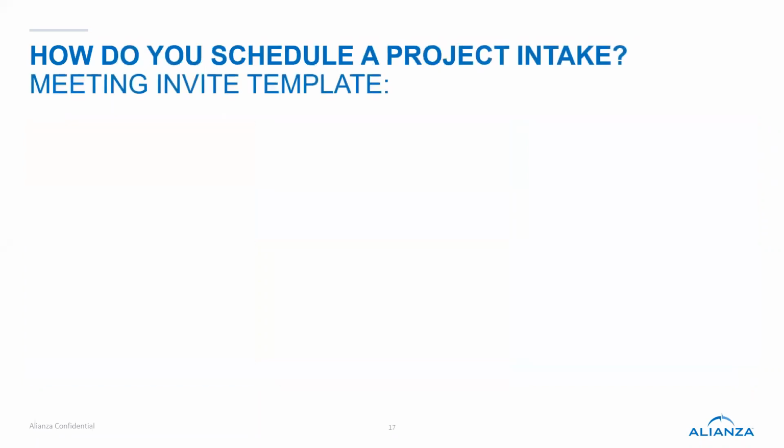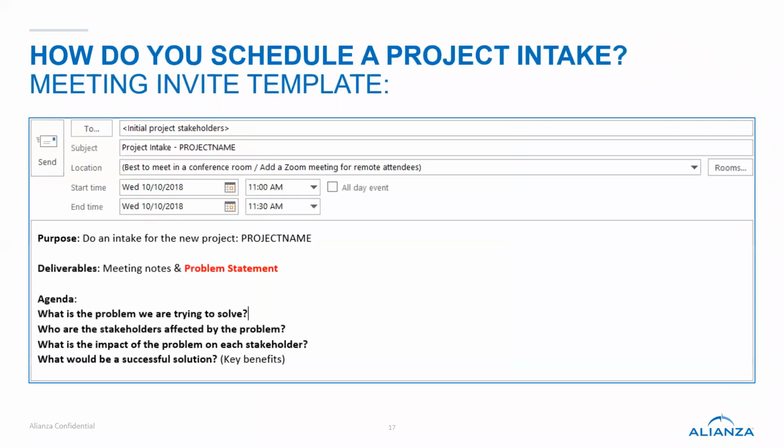How do you schedule a project intake? So here's a meeting invite template that you can use. You've got your initial stakeholders that you've identified, the initial people talking to you about this so you can do the intake, like the executive that tells you they want to do this new customer API migration. Do project intake and then the project name, whatever you come up with. It's best to meet in a conference room so that you have the time and the resources and the whiteboard and whatever you need, and the privacy. And add a Zoom meeting for remote attendees if there are going to be any. Purpose: do an intake for the new project, whatever you think the name might be, and it normally changes once or twice.